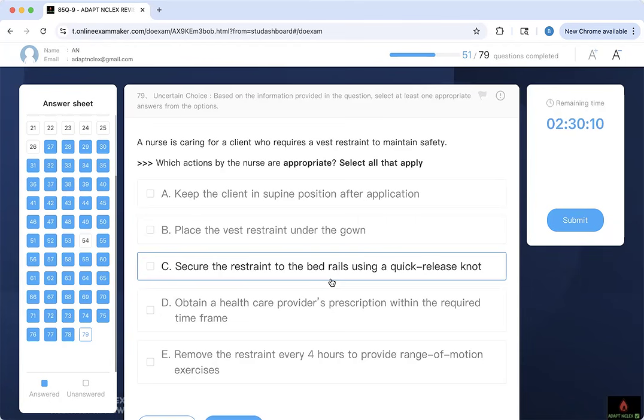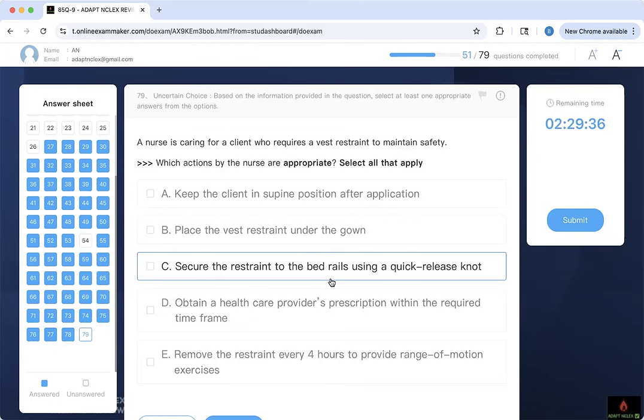Which action by the nurse is appropriate? Select and apply. A nurse is caring for a client who requires a vest restraint to maintain safety. It's a vest restraint. Treat it like any restraint you know, with the specifics associated with it. It's a vest. You wear it. Keep the client in the supine position. Do you think if I put the vest on you and lay you flat, you'll be okay? Place the vest restraint under the gown. You think if I put the gown on top of the restraint, it's okay?